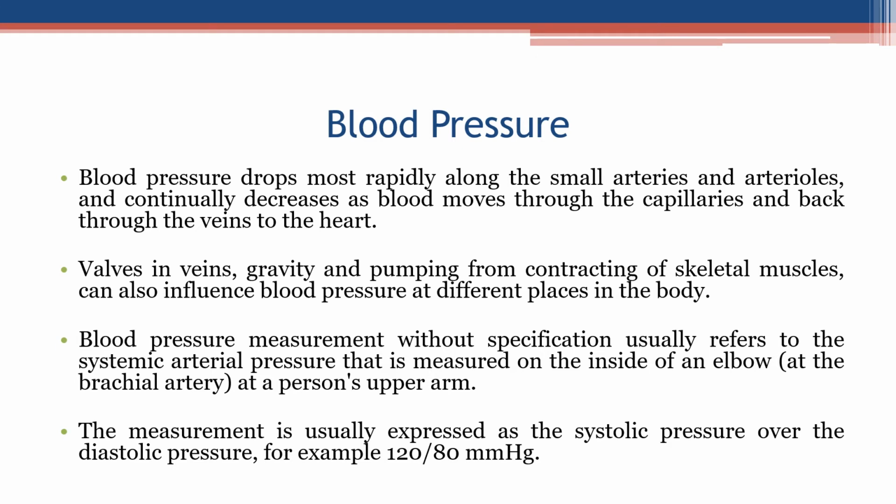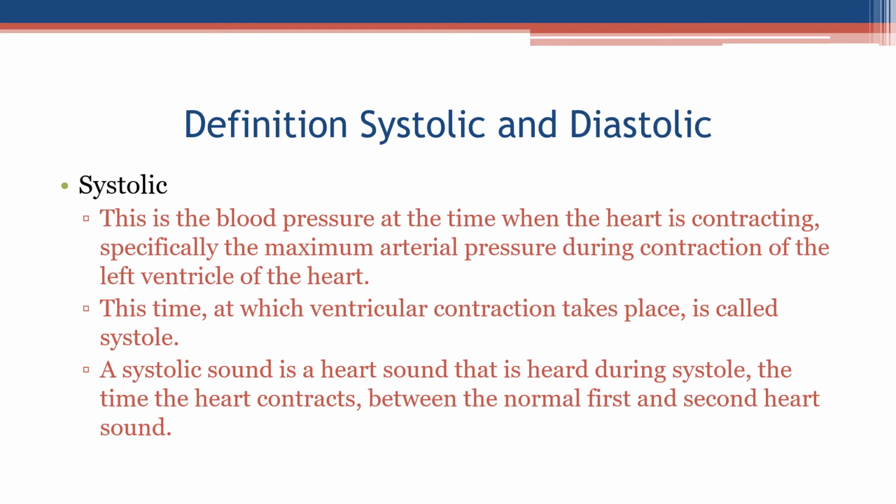The measurement is usually expressed as the systolic pressure over the diastolic pressure, for example, 120/80 millimeters of mercury. Definition: systolic and diastolic. Systolic. This is the blood pressure at the time when the heart is contracting, specifically the maximum arterial pressure during contraction of the left ventricle of the heart. This time, at which ventricular contraction takes place, is called systole.